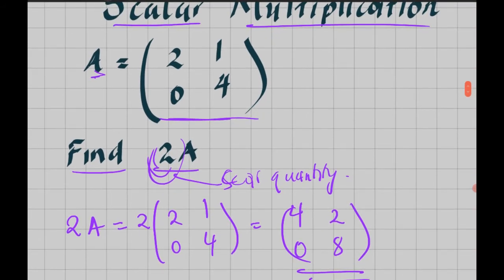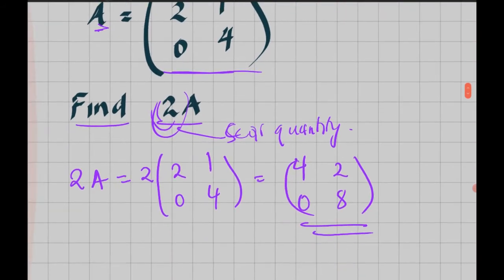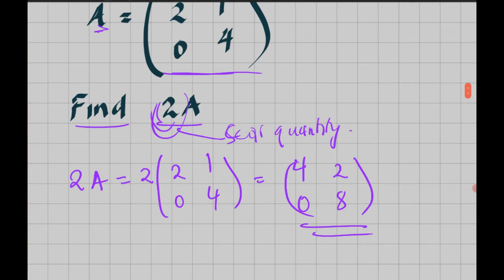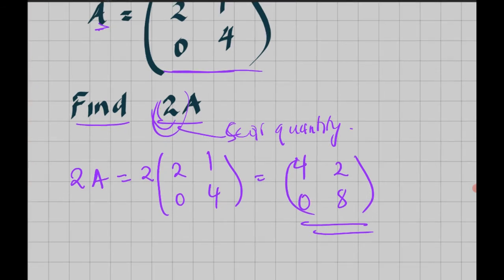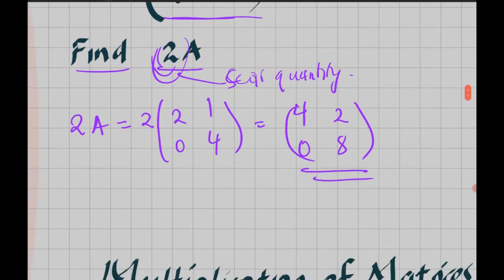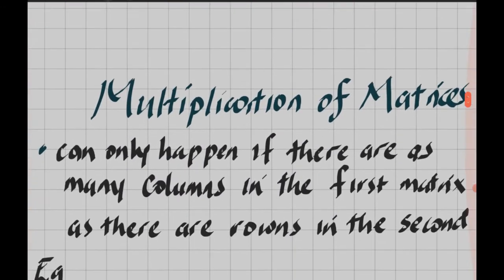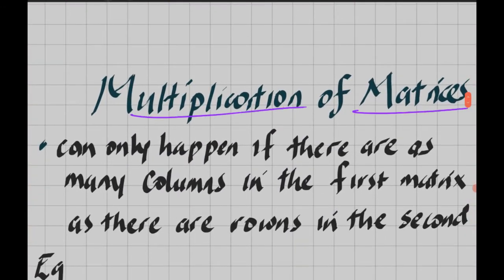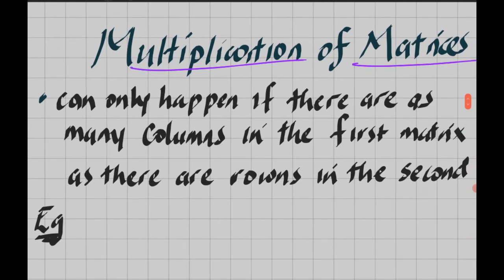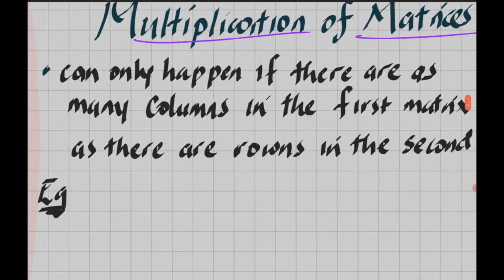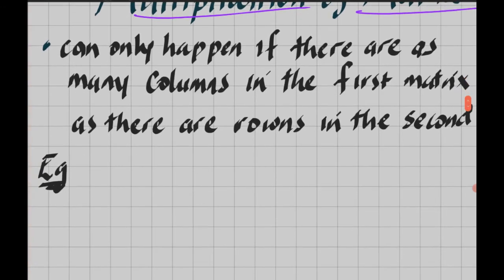So a scalar is a number that is used to multiply a matrix. 2 in this example is our scalar quantity, and we multiply it as we have said above. Now we go on to multiplication of matrices. So in order to multiply two matrices, there should be the same number of columns in the first matrix as there are number of rows in the second matrix.